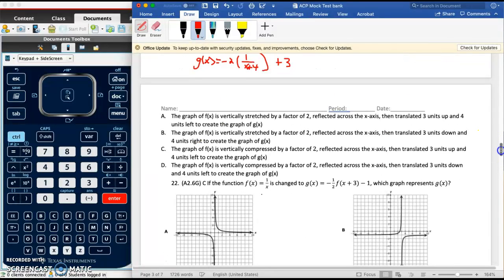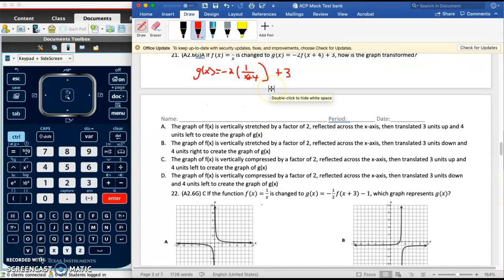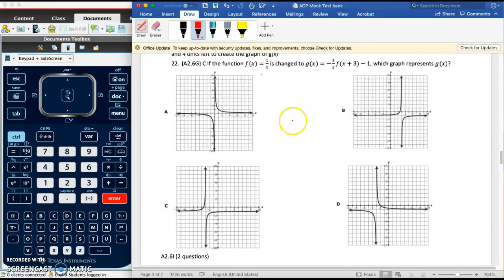So if I go down here, it wants to know what happened. Well, it looks like it reflected over the x-axis, moved left 4 and up 3. So the only one that says that is A, as it says, stretched by a factor of 2, reflected over the x-axis, translated 3 units up and 4 units left. Yeah, that's true. So next one. All right, next question.